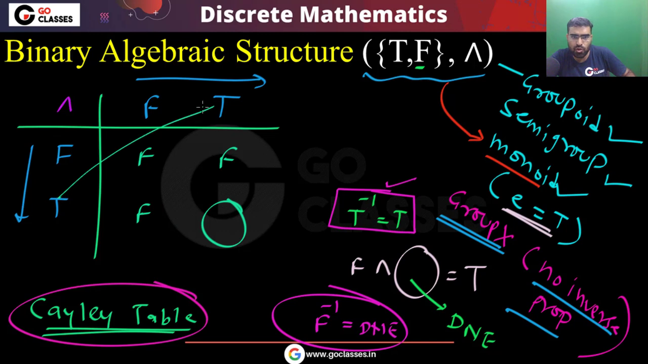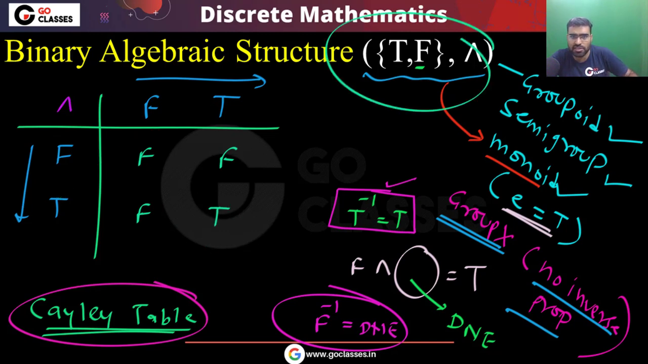and this entry means true and true, that will be true. So this is your Cayley table for this structure.